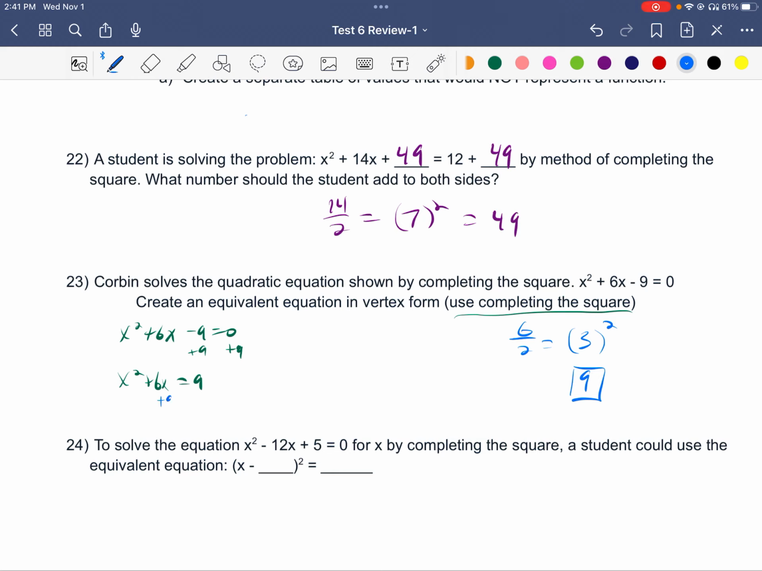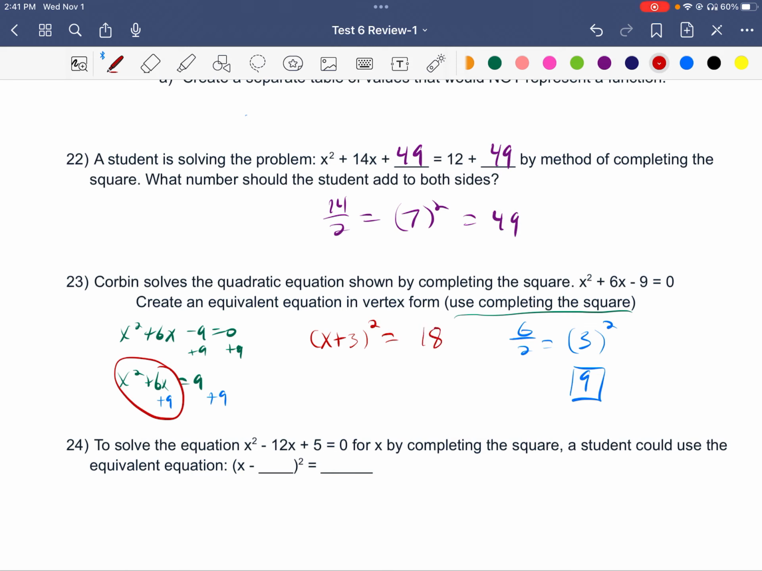I have to add 9 to the left to create a perfect square trinomial. If I add something to the left side of the equal sign, I have to add it to the right. That keeps it equal. The reason I added 9 here on the left, that creates a perfect square trinomial. It's going to factor to x plus 3 times x plus 3, which I can just write as x plus 3 squared. On the right, 9 plus 9 is 18.